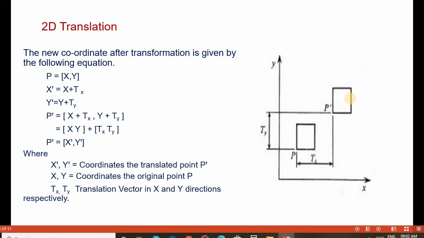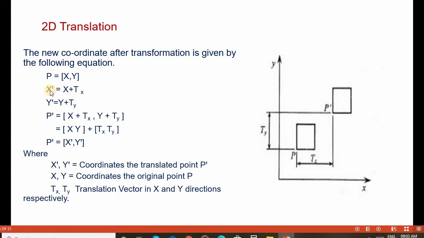The new coordinate after translation is given by the following equation. We know that P is (x, y). P shows the points x and y, so we have two coordinates, the x coordinate and the y coordinate. The x and y coordinates are the original point P, the initial point or original point coordinates.